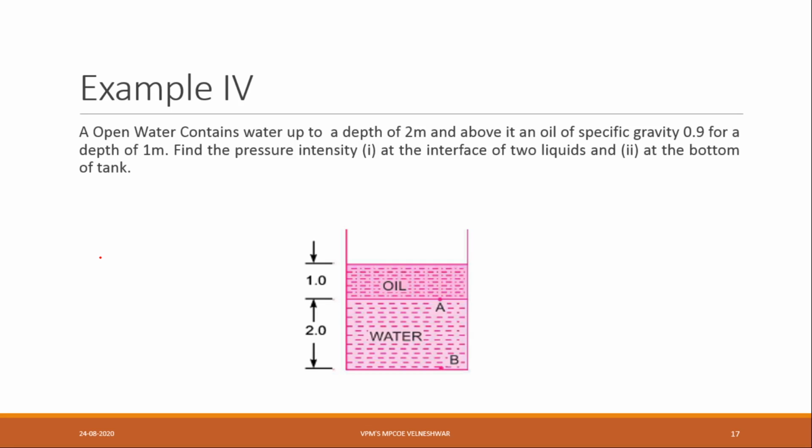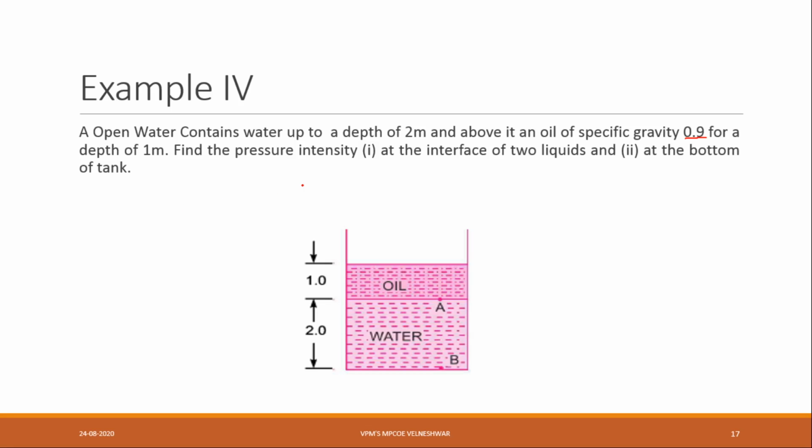An open water tank contains water at a depth of 2 meter. What he is saying is, there is an open water tank with water up to 2 meter, and above it an oil of specific gravity 0.9 for a depth of 1 meter. Up to 2 meter from the bottom there is water, and above that there is oil of height 1 meter. What is the specific gravity of oil given? 0.9 for a depth of 1 meter.